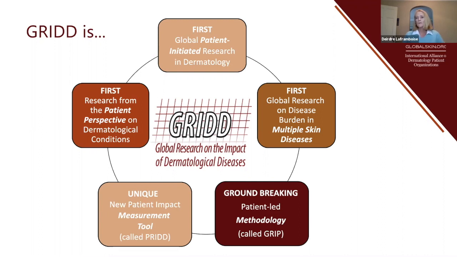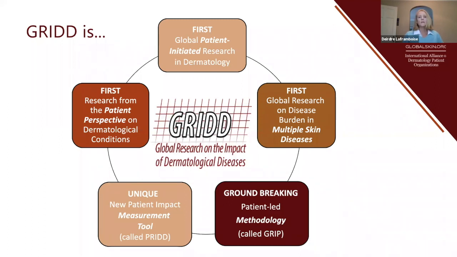And as you see from the two bottom images, there are two outcomes that I want to bring to your attention. One is a new methodology that we call GRIP, Global Research on the Impact on Patients. This methodology is basically the process that we're following for research phases 1 through 4, and it's a methodology that we believe can be replicated in other disease and health areas.